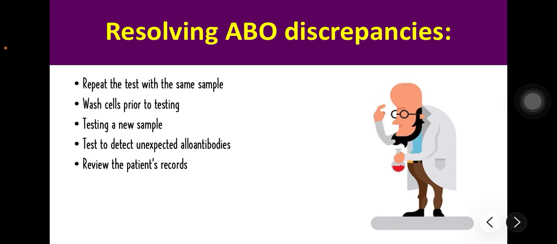So first is to repeat the test with the same sample. To exclude technical errors made during the initial testing process, repeating the test ensures that the discrepancy was not caused by clerical errors such as transcription mistakes, or procedural errors such as failing to add reagents or sample, using the wrong reagent, or misinterpreting a weak reaction. If the repeat testing provides matching results, the discrepancy is resolved immediately.